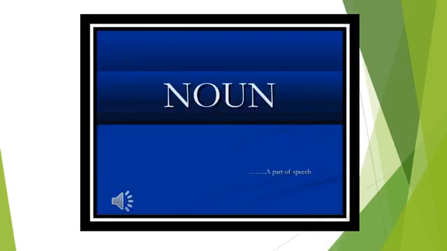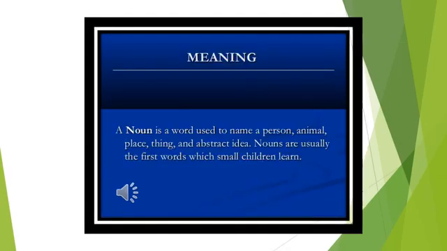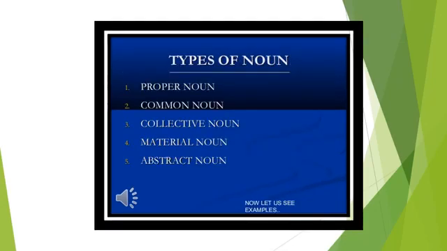What is a noun? As you've learned in your previous classes, a noun is the name of a person, place, animal, or anything, or any idea. It can be anything. Noun has its own types as well: common noun, proper noun, collective noun, material or concrete noun, and abstract noun.